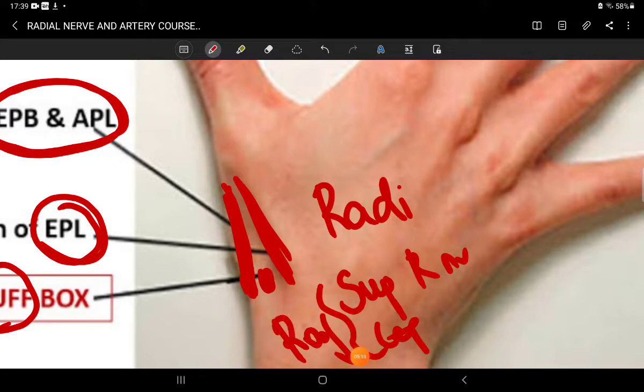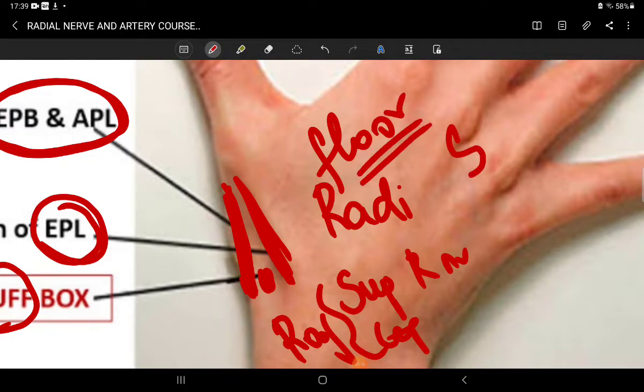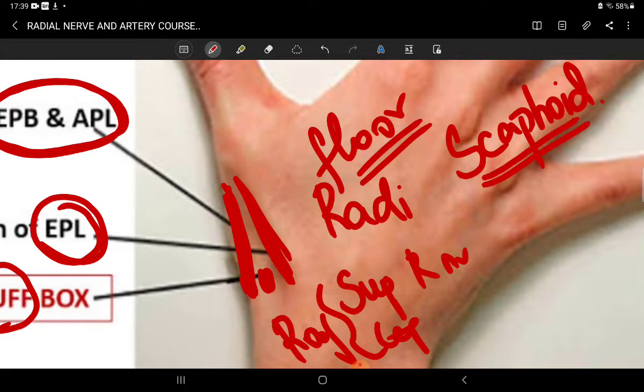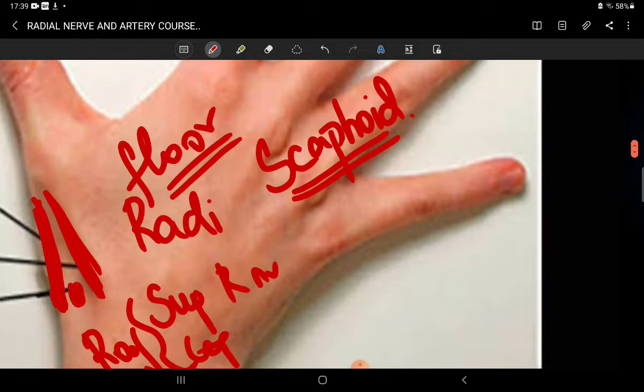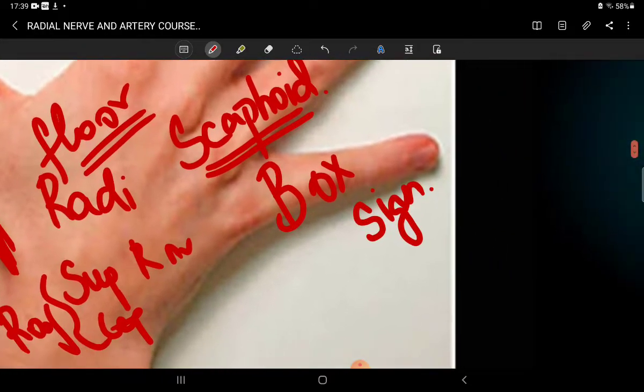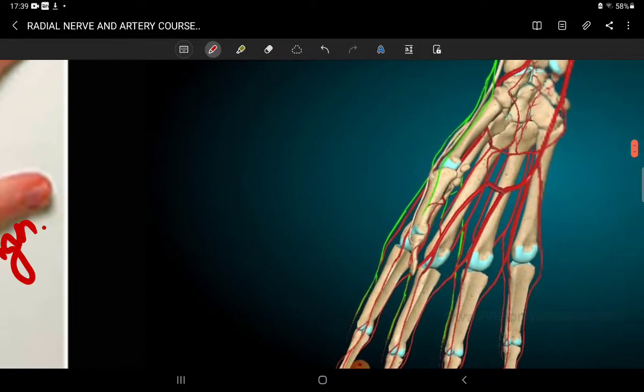The floor is formed by the scaphoid bone. So in case of scaphoid fracture or scaphoid injury, there will be tenderness in the anatomical snuff box. This is an important sign, the box sign, which refers to the tenderness over the scaphoid bone in case of scaphoid fracture.